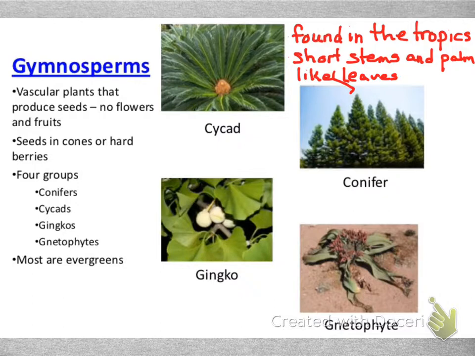The cycads, which are these up here, are found mostly in the tropics, and they have short stems and palm-like leaves. The cycads produce seeds on large protective cones, and only about 140 species of cycads still exist. And right here is where you're going to find that cone.